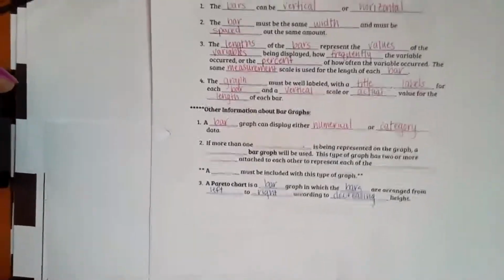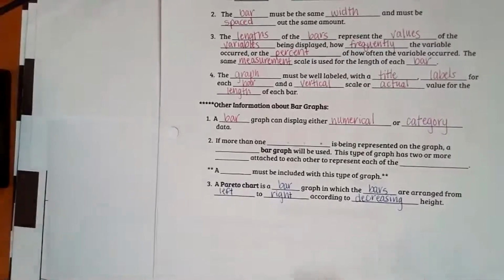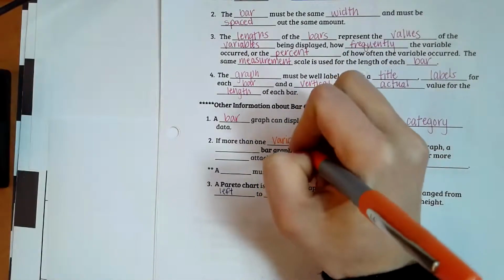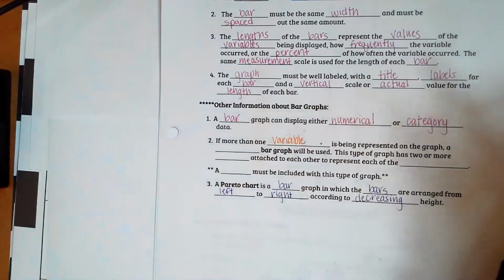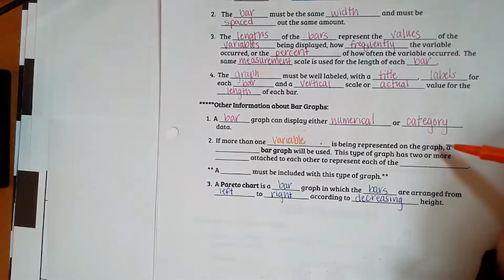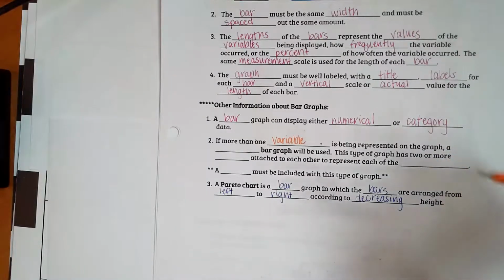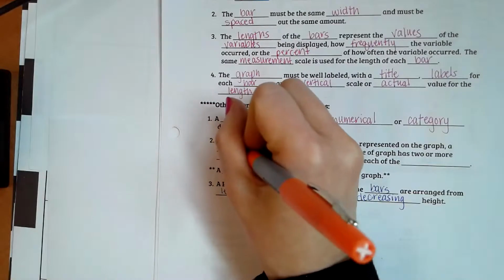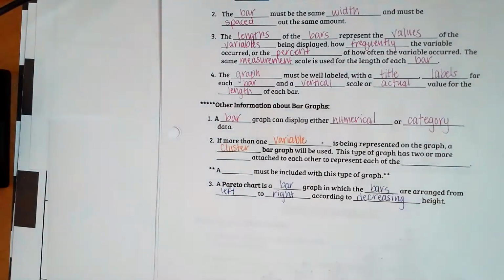Okay, and so in this video, we are going to be talking about cluster bar graphs. You're going to make a cluster bar graph when you have more than one variable that is being represented on your graph. I'll talk more about specifically what that means here in a second. Again, you're going to create a cluster bar graph for those.